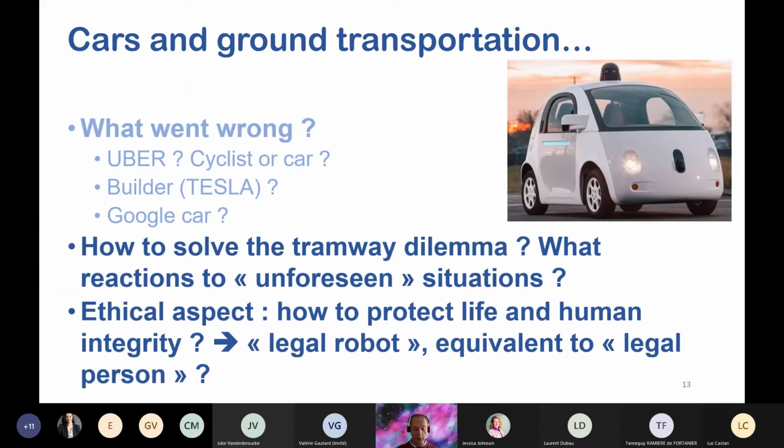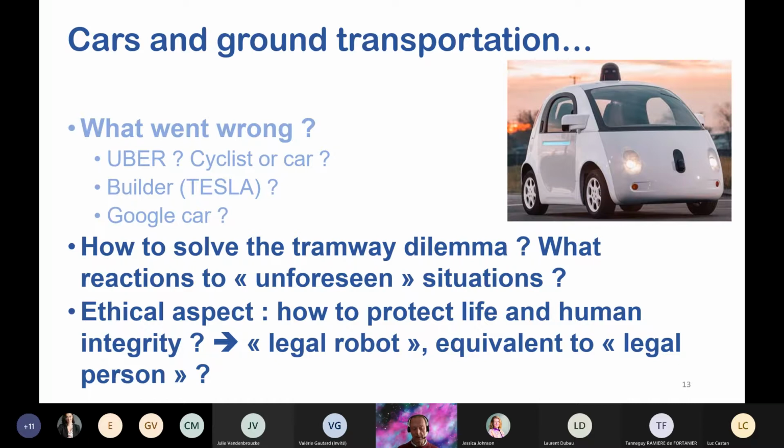How to solve the tramway dilemma? The dilemma is the following. An autonomous tramway faces a death situation. Going left, it will kill an old person crossing the street. On the right, it will risk killing a woman and her baby, and it has no time to stop. What should be the decision of the AI?